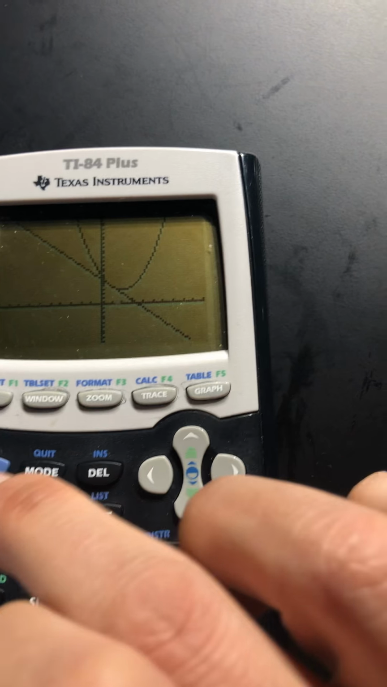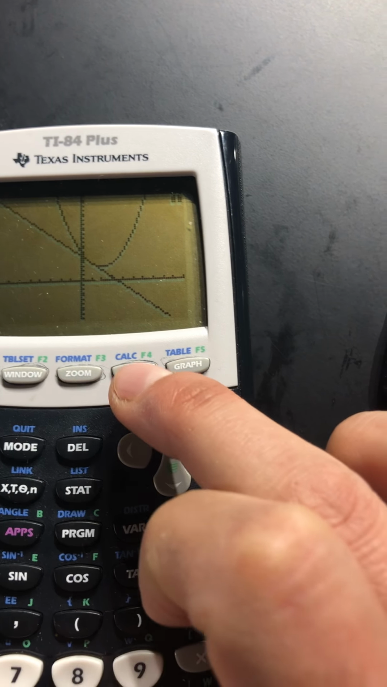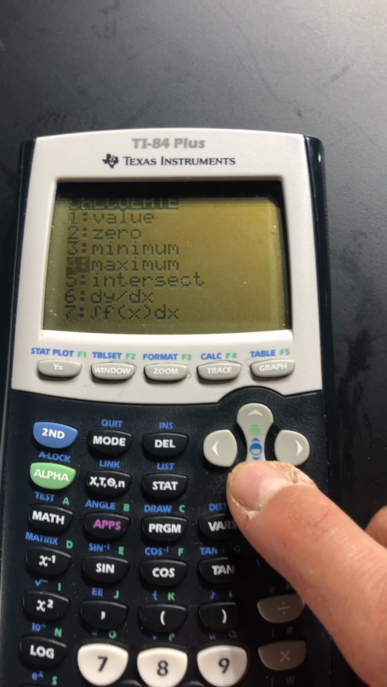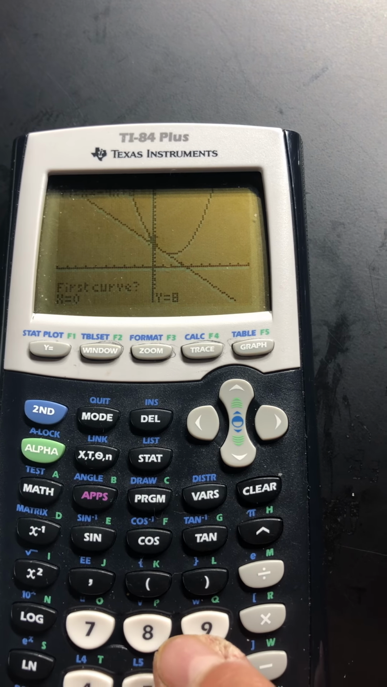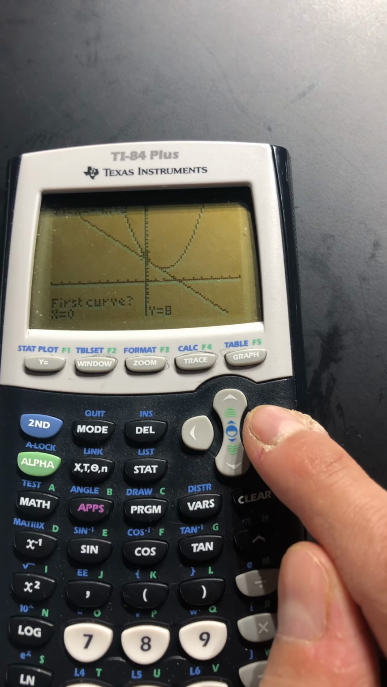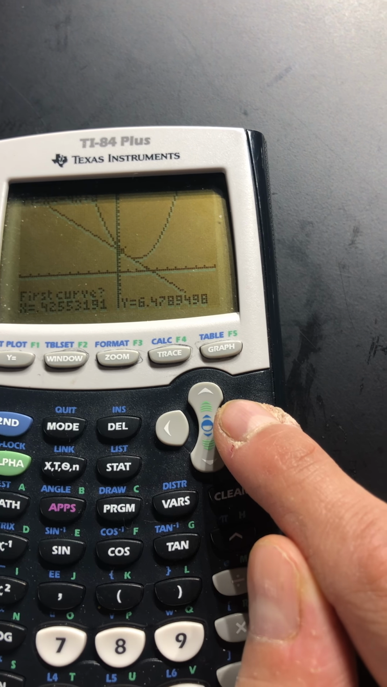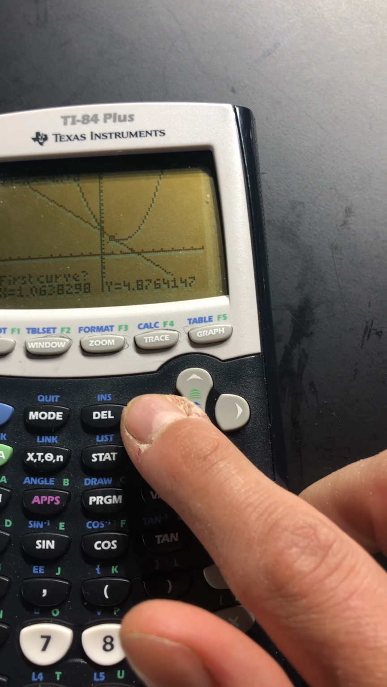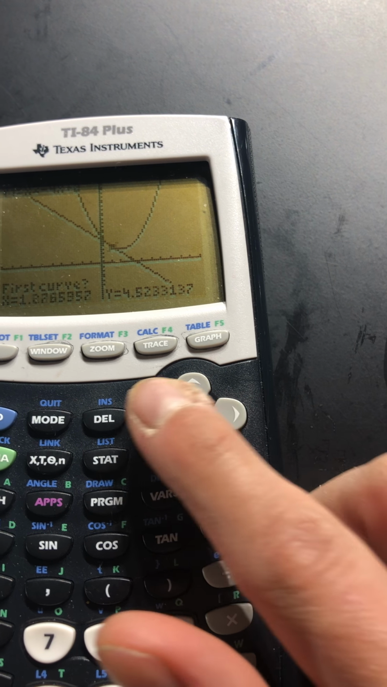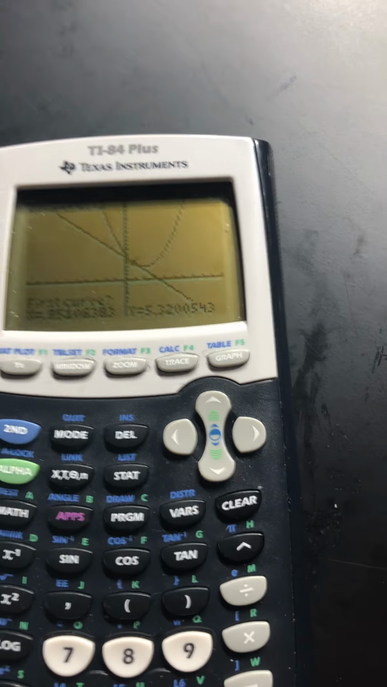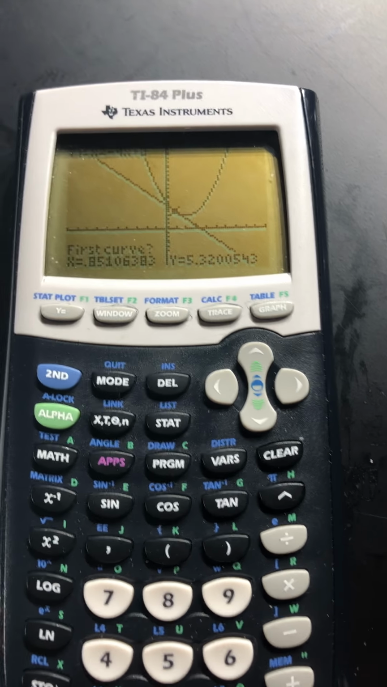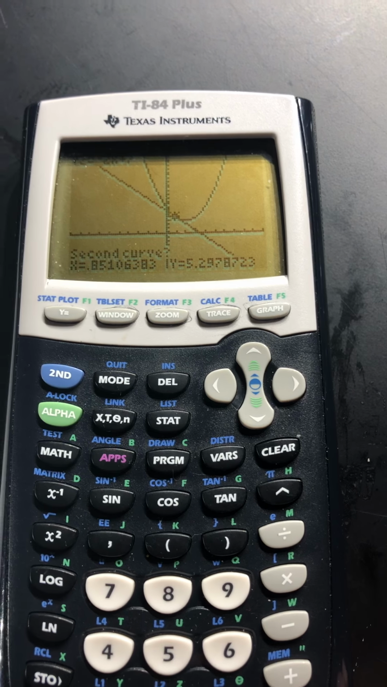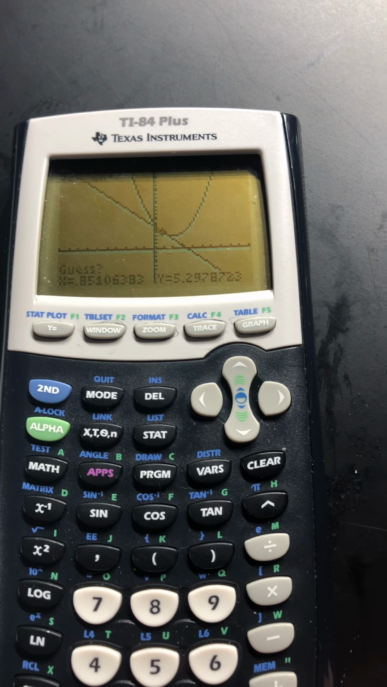Now, I want to check my work, so I'm going to push second trace, and I want to use choice 5 for intersect. It says first curve. I'm going to go as close as I can to where I think they cross, so maybe about right there, because we knew it was (1, 5). I'm going to push enter. Now it's the second curve. I'm going to do the exact same thing on that spot. Now it says guess.